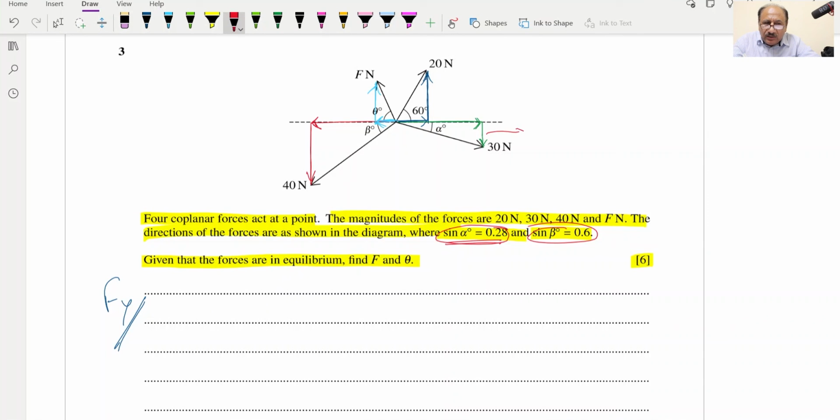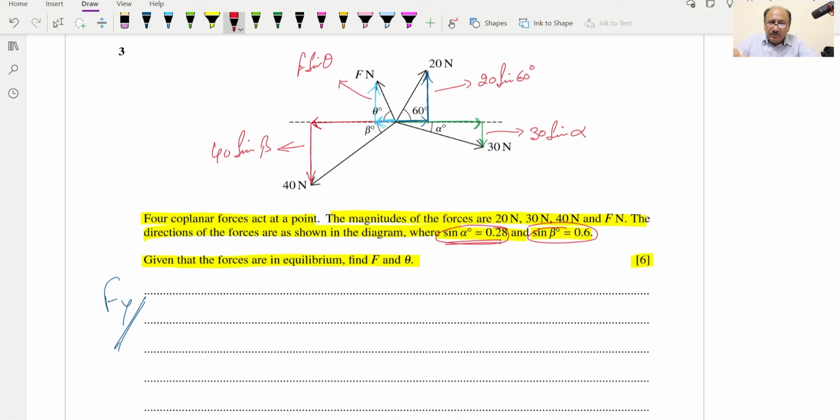So this is our sine alpha, so we can write 30 sine alpha. This y-axis force will be 20 sine of 60 degrees, this force will be 40 sine of beta, and this force F will be F sine of theta. Now we have all these y components. These are the four terms which we'll be writing.